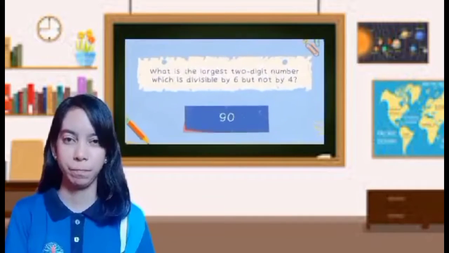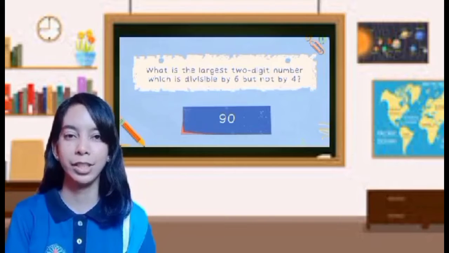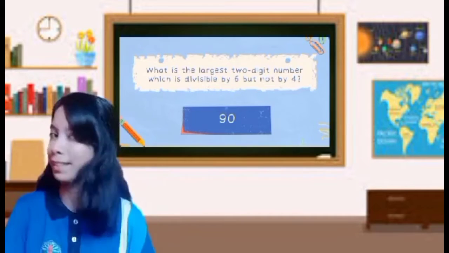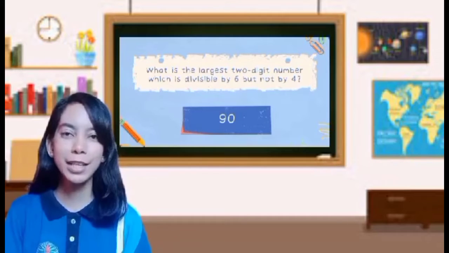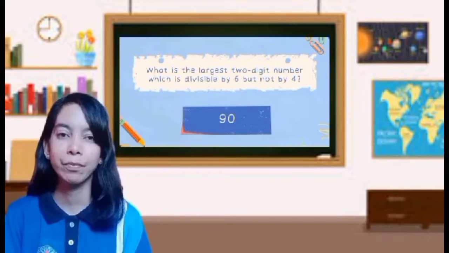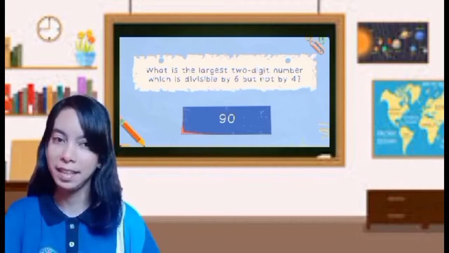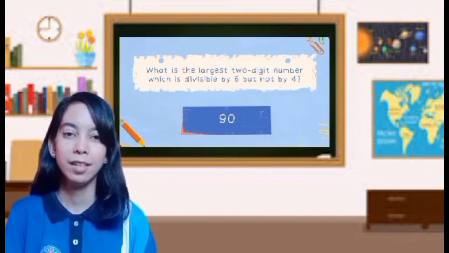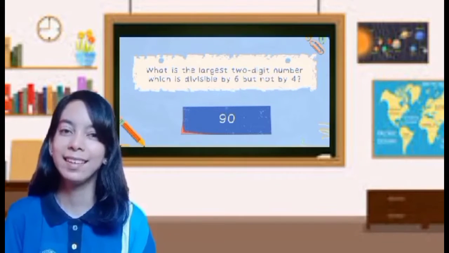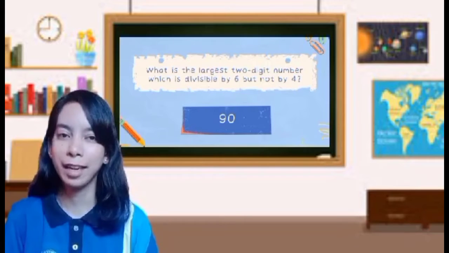Next question. What is the largest two-digit number which is divisible by 6 but not by 4? So the answer is 90. 90 because ito yung pinakamalaki at pinakamataas na number. So to elaborate it, let me divide the following.